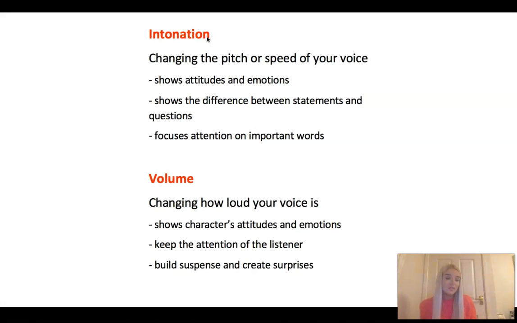And the intonation is really important. It focuses attention on important words that you want the reader to really be emphasised when they're reading. It also shows attitudes and emotions. Now, volume is changing how loud or how quiet you are. So sometimes I might be a little bit quiet when I'm speaking, or sometimes I might be louder.